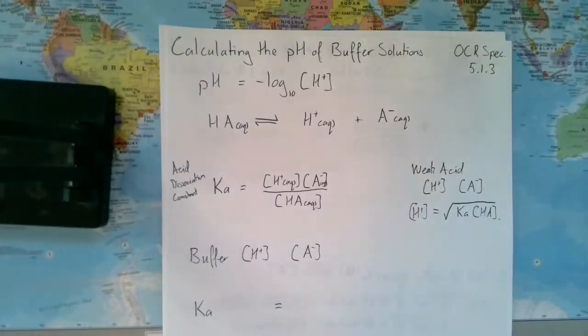Hello, for this video I'm going to talk about how we calculate the pH of a buffer solution. This is OCR A-Level Chemistry Specification 0.513.